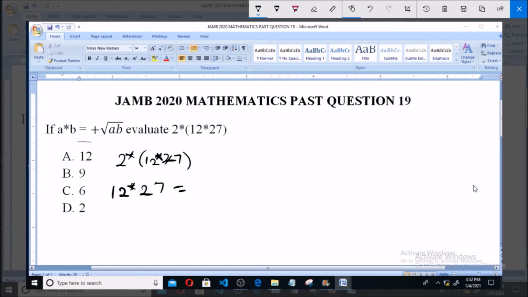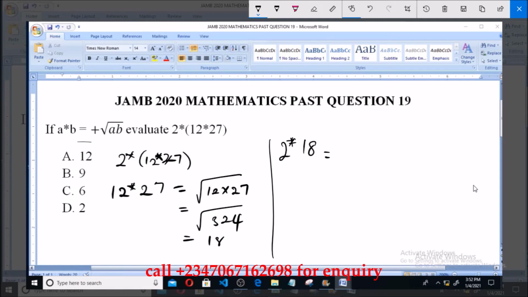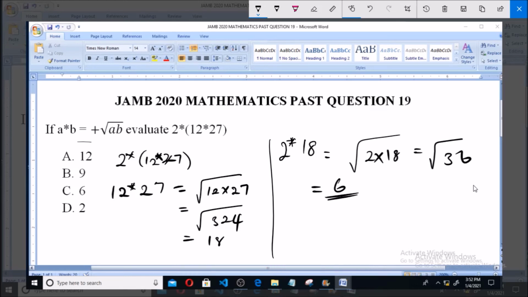That will give us the square root of 12 multiplied by 27, which is equal to the square root of 324, which is equal to 18. Now we can go back to the question and say 2 * (the bracket, now 18), which is equal to the square root of 2 multiplied by 18, which is equal to the square root of 36, and that is equal to 6. So the final answer to this question is 6.